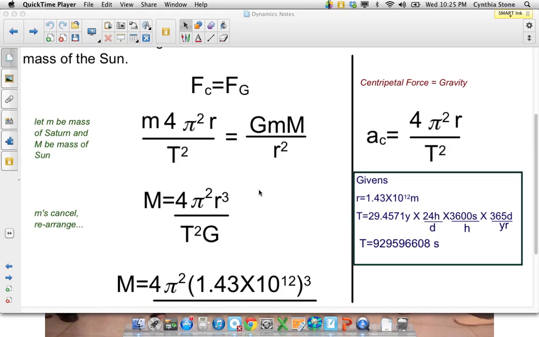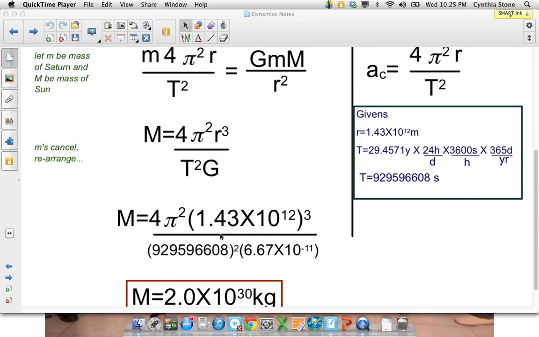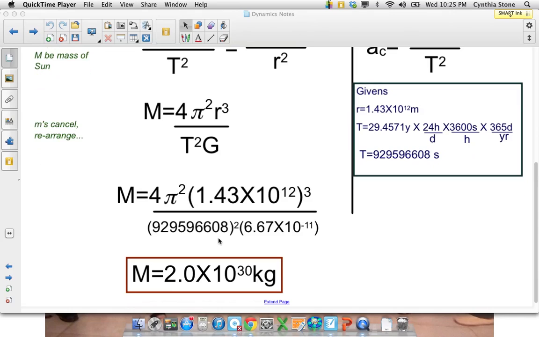A couple little things specific to this question: we're given the radius in meters, which is good. If it was in kilometers, you would have to change it into meters. And we're given the orbital period in years. And so looking at some unit conversion here, we can change that year into seconds, okay? So 24 hours a day, 3,600 seconds an hour, and 365 days per year. So returning here to the equation, you just take the period. It's going to be some really wild numbers in your calculator, but if you solve it properly, we get 2 times 10 to the 30.